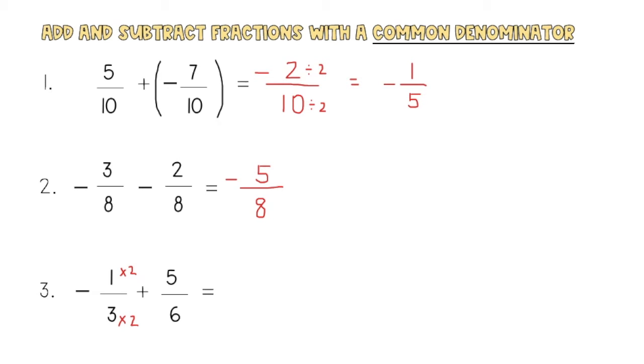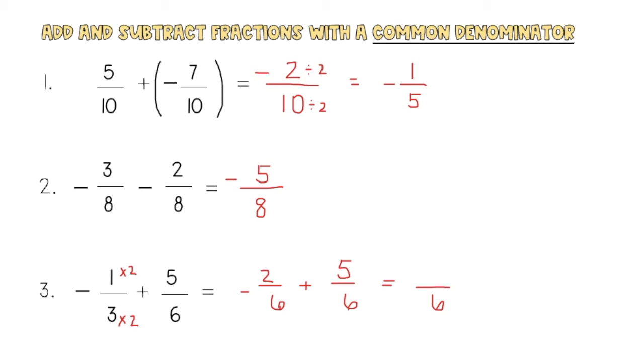And whatever you do to the denominator, you want to do to your numerator. So our new equation is going to be negative 2 over 6 plus 5 over 6. Now I have the same number for my denominator and I can solve. My answer is going to have a denominator of 6. That's not going to change.